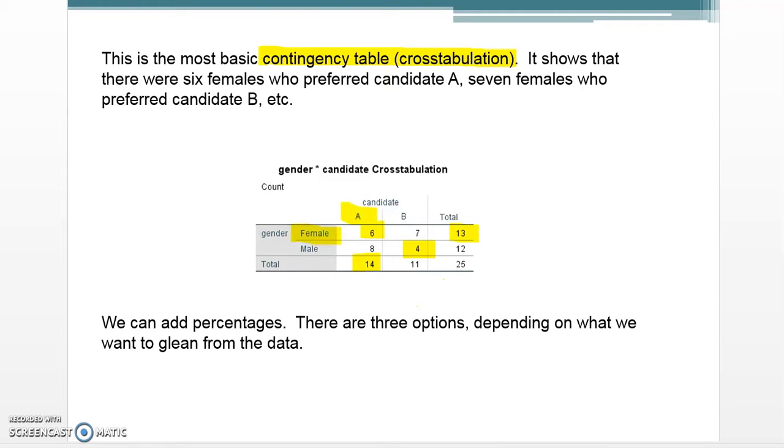And this number 25 is called the grand total, which is the 25 respondents that have been asked. We can generate this in SPSS. In the video of SPSS methods, you can see how this table can be generated.